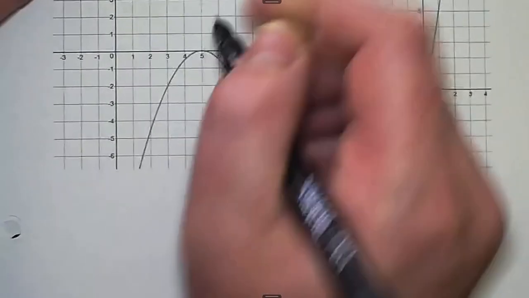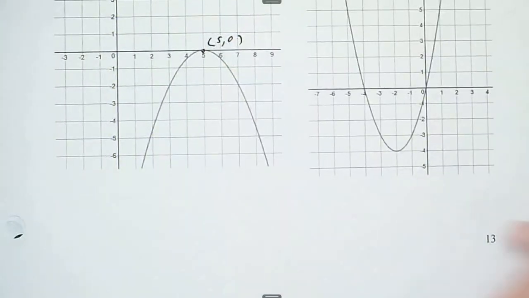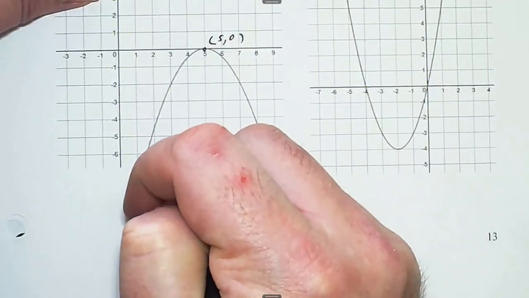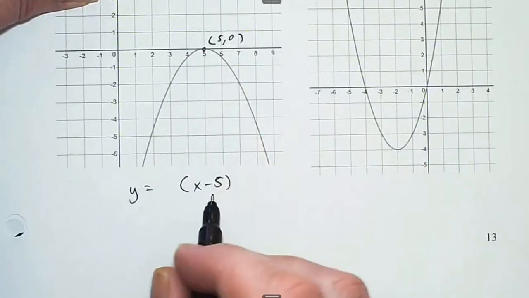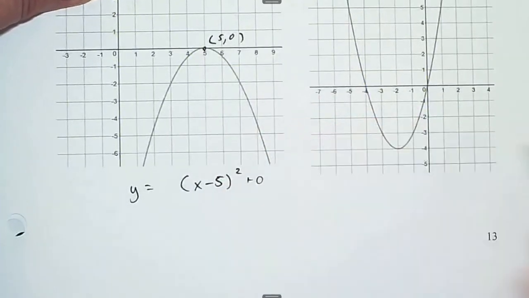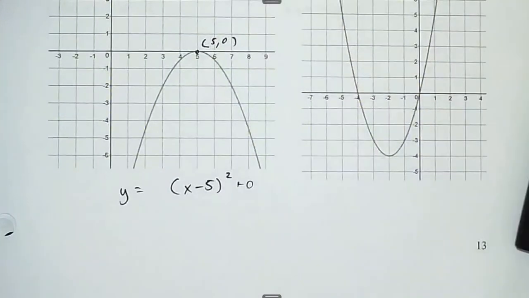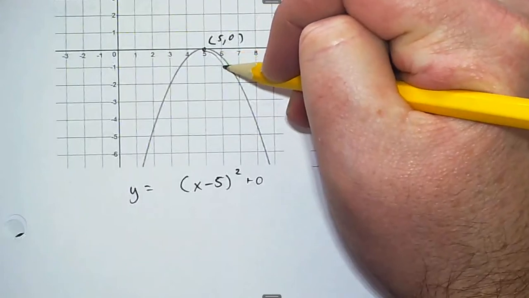Okay, on this parabola, the vertex is at 5 comma 0. And we're going downward, right? So we should expect a negative value, right? X minus 5. Remember, it's always the opposite squared, and then you can put plus 0 if you want, but it's not necessary. Now, the regular shape here should go right through this point 1 away.